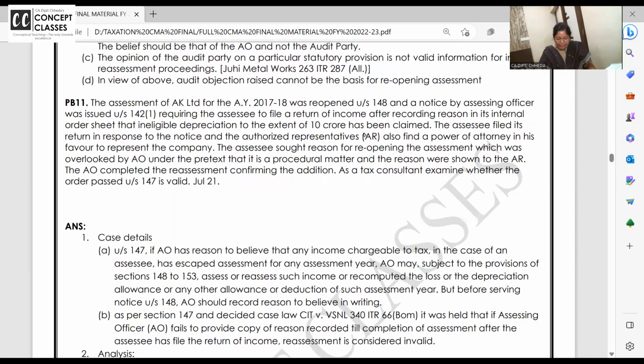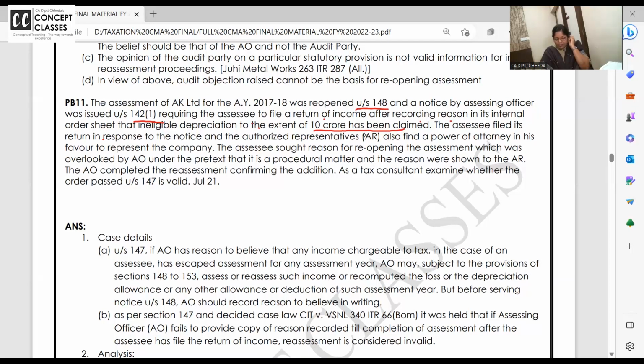The assessment of AK Limited for 17-18 was reopened under 148, and notice by the AO was issued under 142.1 requiring the assessee to file a return, after recording reasons in its internal order sheet that ineligible depreciation to the extent of 10 crore has been claimed. Zyada depreciation le liya.